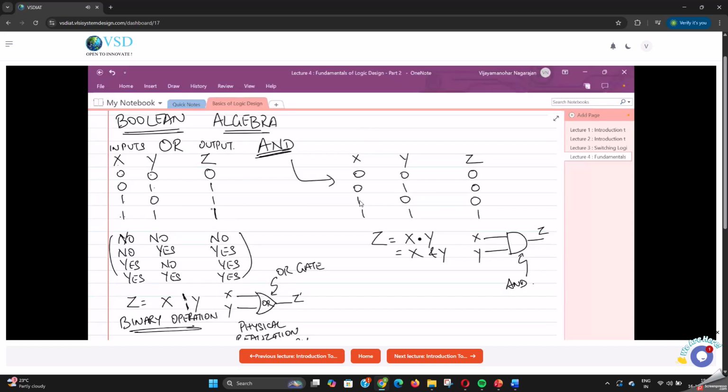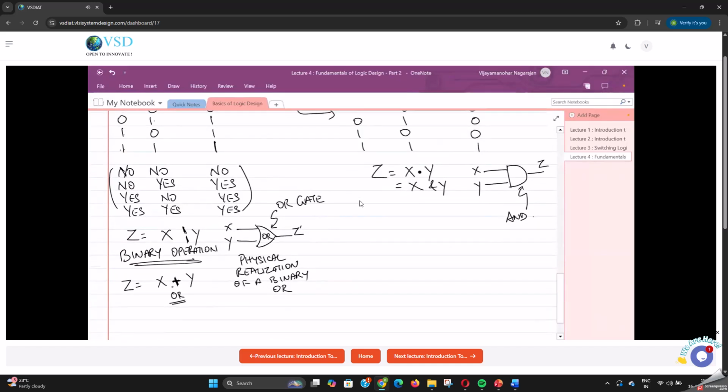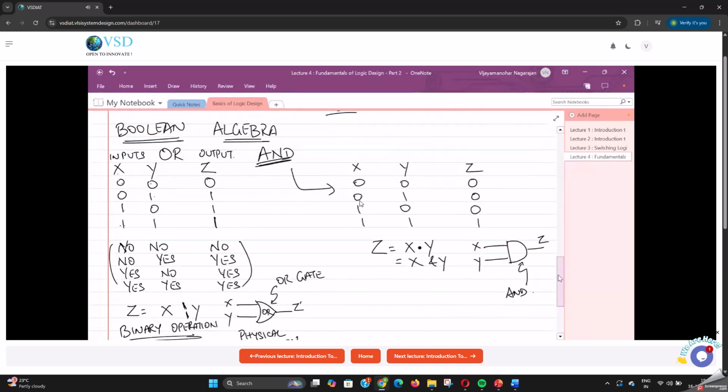So in that way, it is not exactly addition, but it looks like addition. That's why we use the plus symbol for OR. It is not exactly addition, but it is very similar to addition. Here I am using the dot. Dot generally we use for multiplication. This looks like a multiplication. 0 multiplied by 0 gives you 0. 0 multiplied by 1 gives you 0. 1 multiplied by 0 gives you 0. 1 multiplied by 1 will give you 1. That is why we are using this dot operation. Correct?